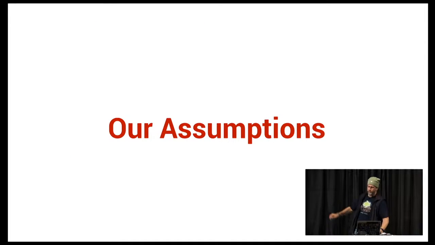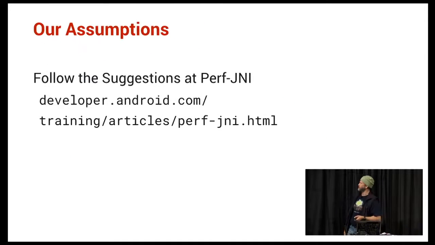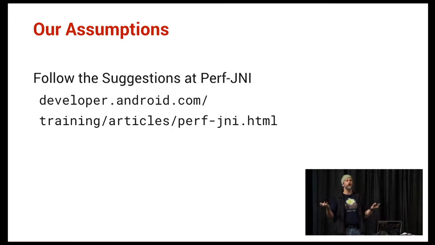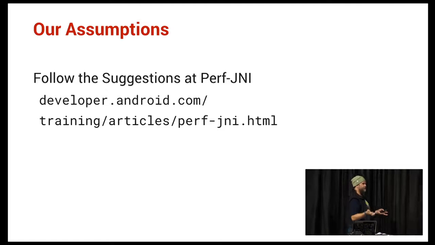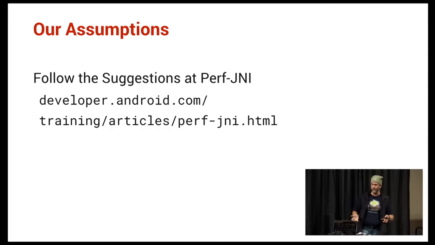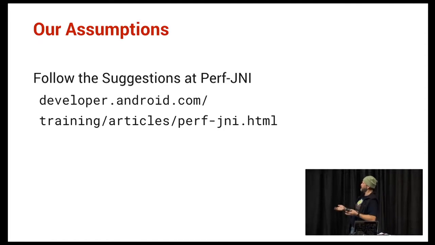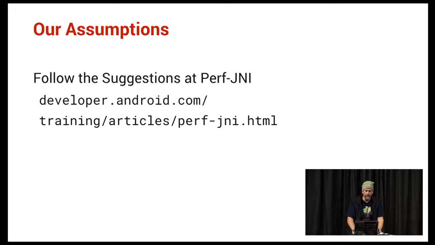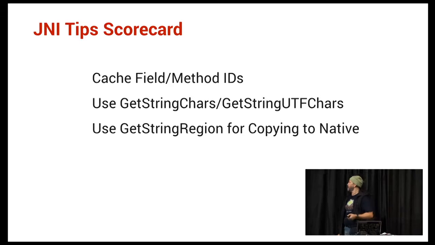So let's talk about some assumptions. Our assumptions are basically to follow the suggestions in the Perf JNI article. If you have not read this article, it is the gospel for looking at how to deal with JNI on Android. But do they still make sense today? We haven't updated the article since we shipped ART.